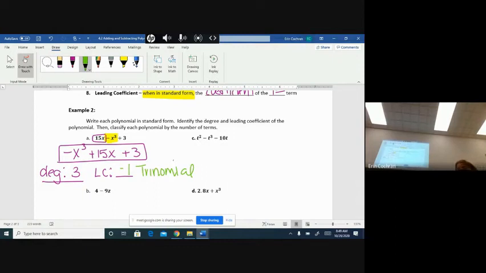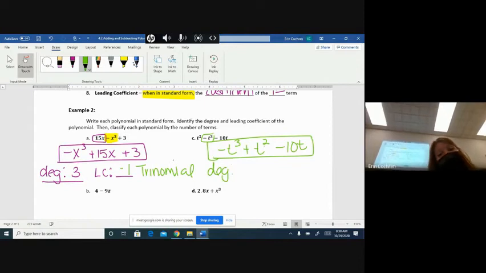All right, let's do C together. Okay. Which one has my highest degree? Negative t cubed. So that one is going to go first. So negative t cubed. What would be my next one? T squared, is that positive or negative? Positive, so plus. And then what's my last one? Negative 10t, so minus 10t. So this would be standard form.